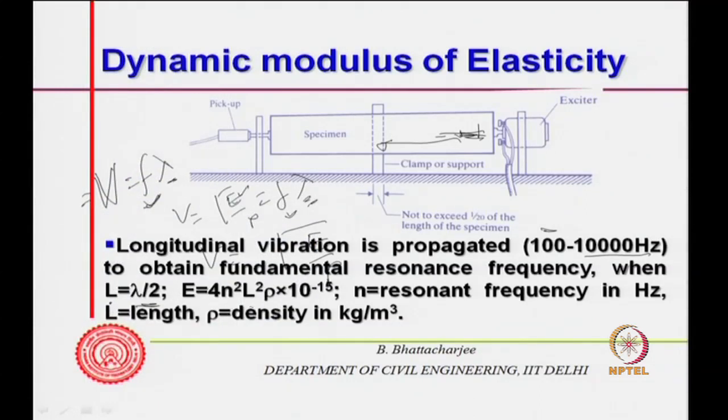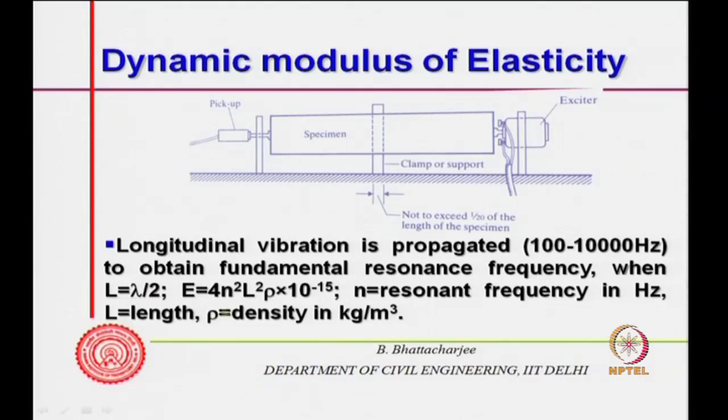So you can find E as 4 n square L square rho into 10 to the power 15, where n is the resonant frequency, f, that I was saying. So, you determine the resonant frequency; this is lambda by 2. Therefore, the velocity, and then rho comes into the picture, because velocity is under root E by rho.